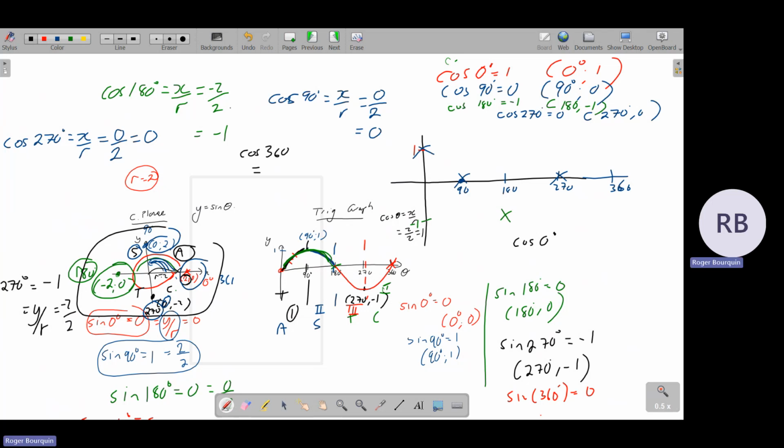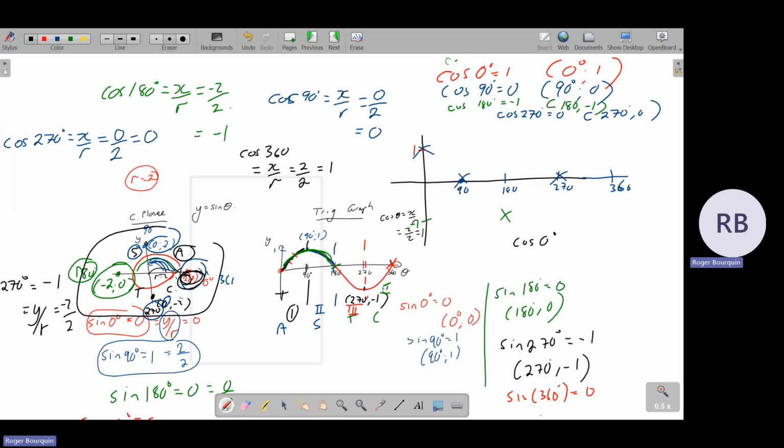This is the point (360, 0). Sine of 0 is y over r, so it was 0 over 2. But now it's cos of 360. So that's the point (2, 0), right? So what's cos of 360 going to be? X over r, which is 2 over 2, which is equal to what?